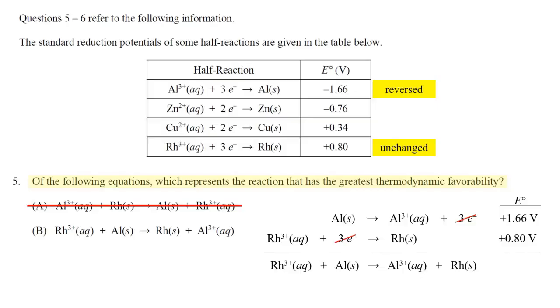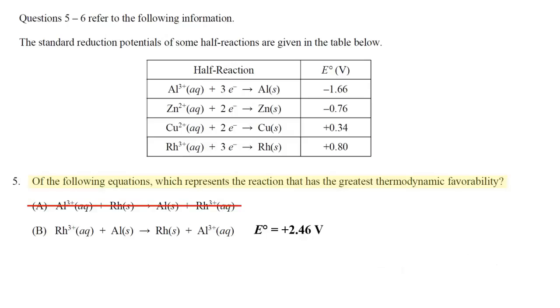So what's the cell potential if I'm combining these two half reactions? Positive 1.66 volts plus positive 0.80 volts. That gives me a value of 2.46 volts. So right now I can see that choice B could potentially be the correct answer, but I have to consider what happens in choices C and D.